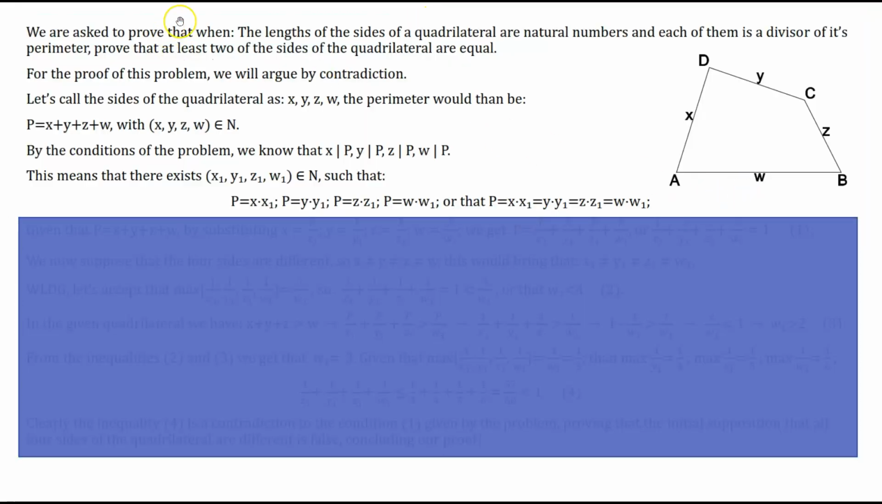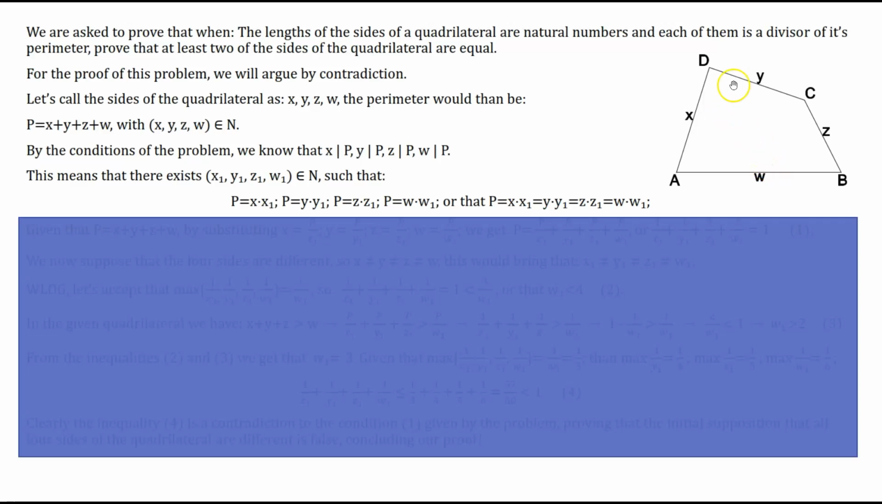So, as the problem states, we are asked to prove that when the lengths of the sides of the quadrilateral, which we have taken here as an example ABCD, are natural numbers and each of them is a divisor of the perimeter of the quadrilateral, at least two of the sides are equal. For the proof of this problem, we will argue by contradiction. Let's call the sides of the quadrilateral x, y, z, and omega.